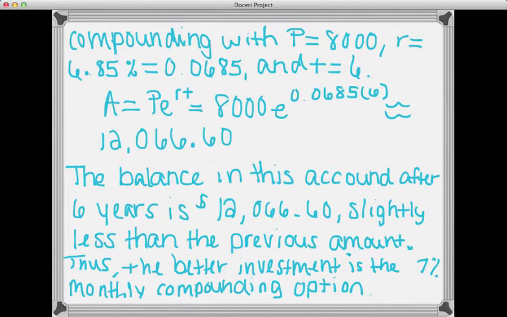$12,066.60. The balance in this account after 6 years is $12,066.60, slightly less than the previous amount. Thus, the better investment is the 7% monthly compounding option.